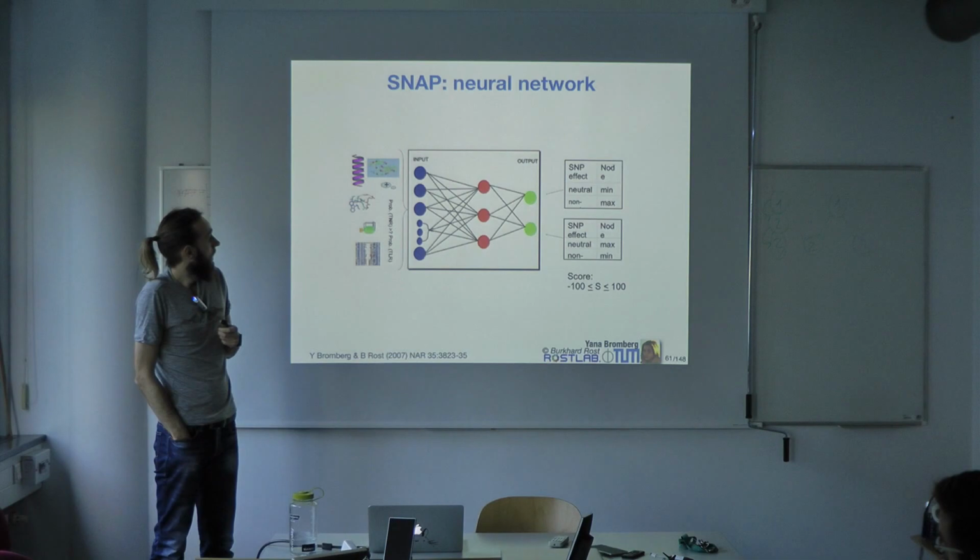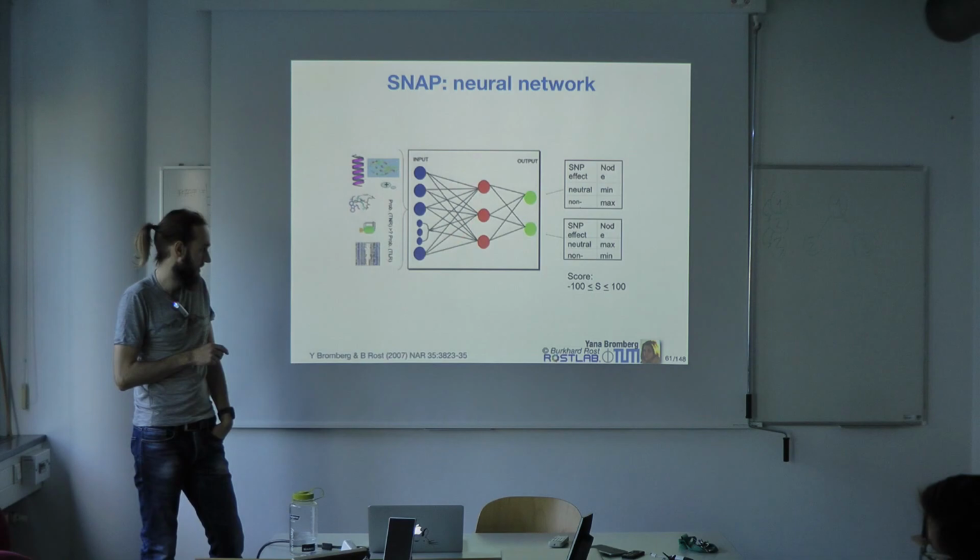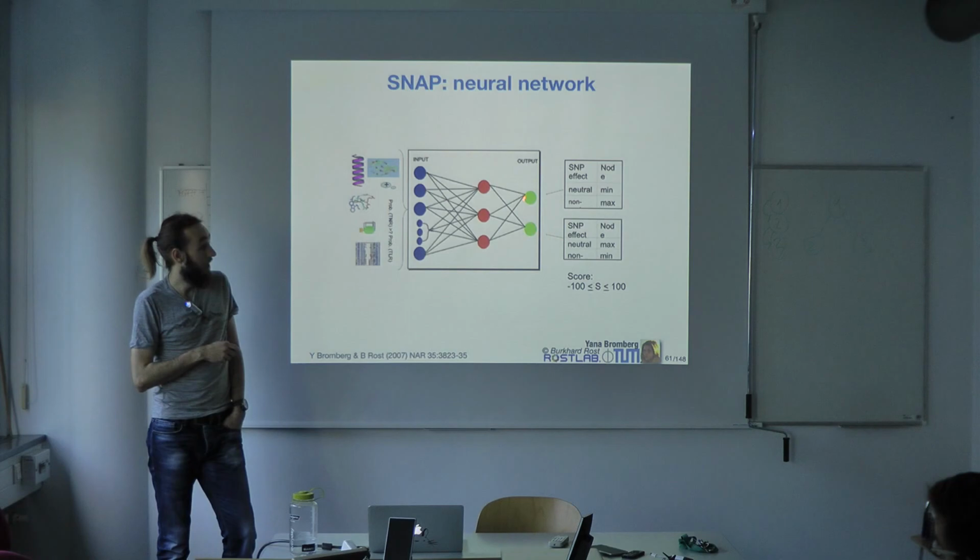Yes, as I said, SNAP is a neural network. Here we have all of the features. They are encoded into our input nodes. Then we have a hidden layer. This is not to size. There are more nodes than just these few. But we do have two output nodes.